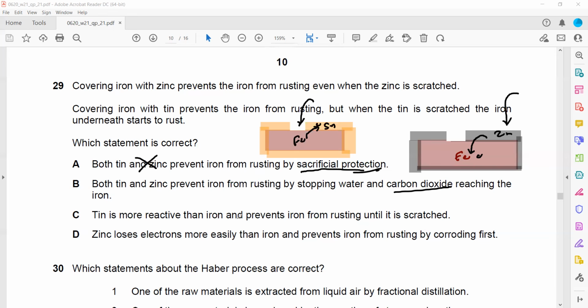Tin is less reactive than iron, so that is totally wrong. And zinc loses electrons more readily or easily than iron and prevents the iron from rusting. That is true. So zinc is oxidized instead of iron. That's why the zinc prevents iron from rusting. Because if iron rusts, iron should be oxidized, or iron should lose electrons. But when it is protected by a layer of zinc, zinc is losing electrons. So it is preventing the iron from rusting.